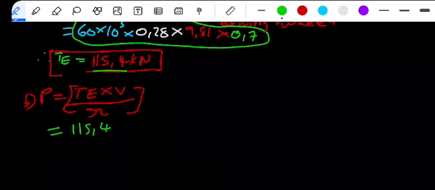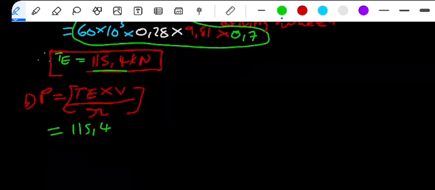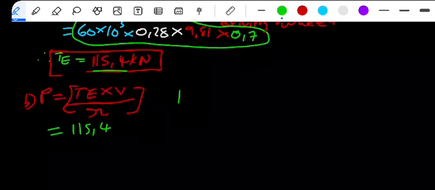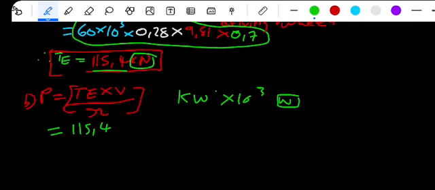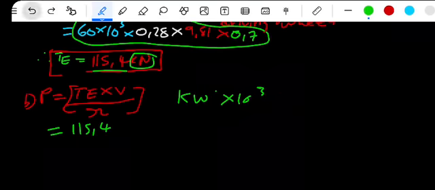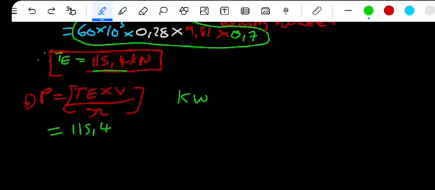115.4 kilonewton times. If you substitute this in kilonewton and don't change it, that means your final answer must be in kilowatts. But if you use it in watts, if you say times 10 to the power of 3, then your answer must be in watts. It's up to you. I've substituted this in kilonewton because that is in kilonewton, so my answer must also be in kilowatts anyways. So let's check.